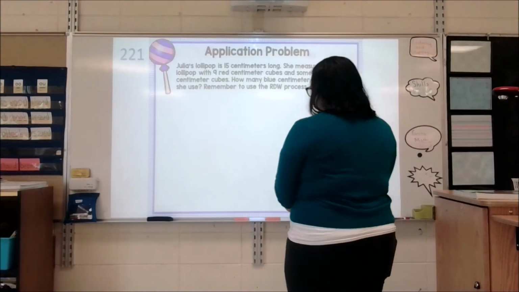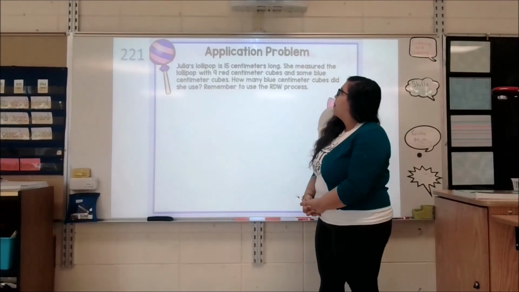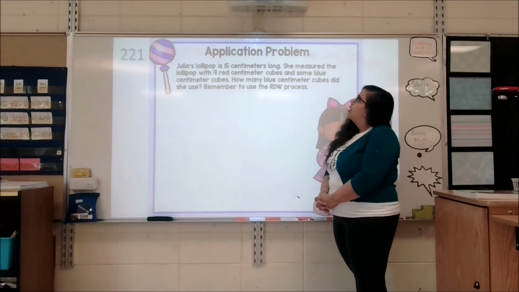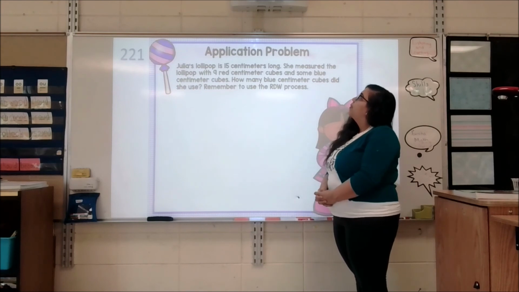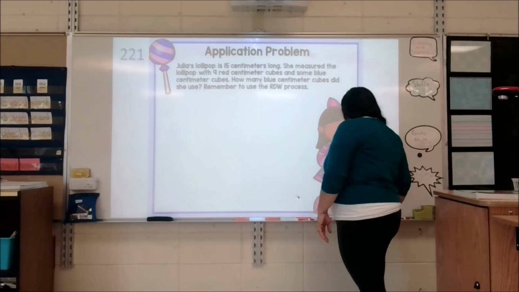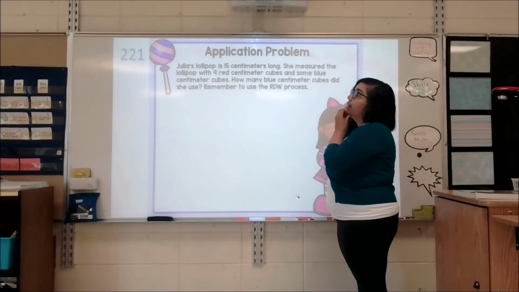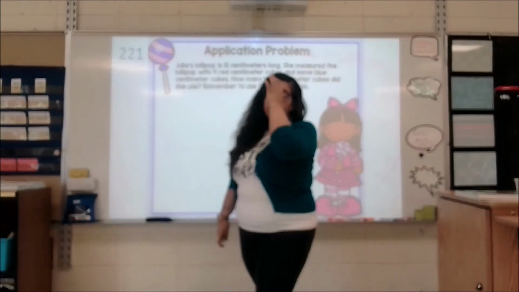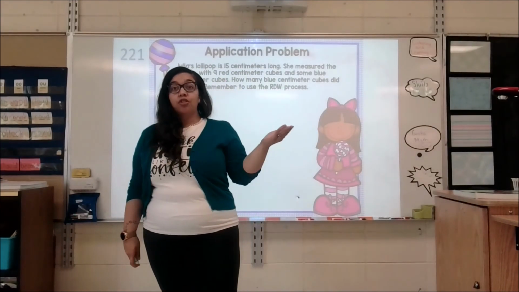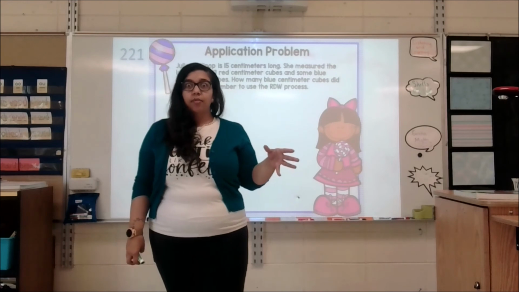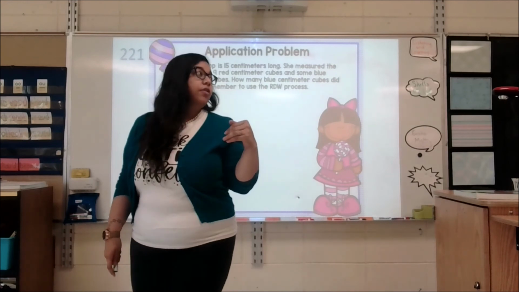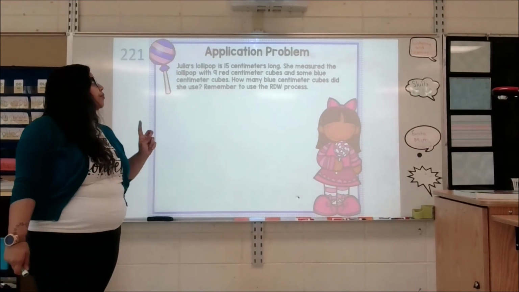It reads, Julia's lollipop is 15 centimeters long. She measured the lollipop with 9 red centimeter cubes and some blue centimeter cubes. How many blue centimeter cubes did she use? That is what we're trying to find out. Right, guys? So you know it's going to pop up to prompt you to answer the question. That is your 3 minutes of work time. I do want you to take your time to try to work it, and then we'll work through it together. So go ahead, and we'll read it one more time for you.